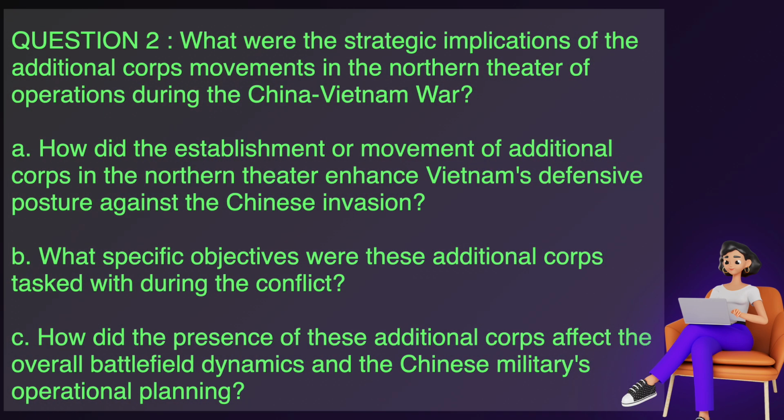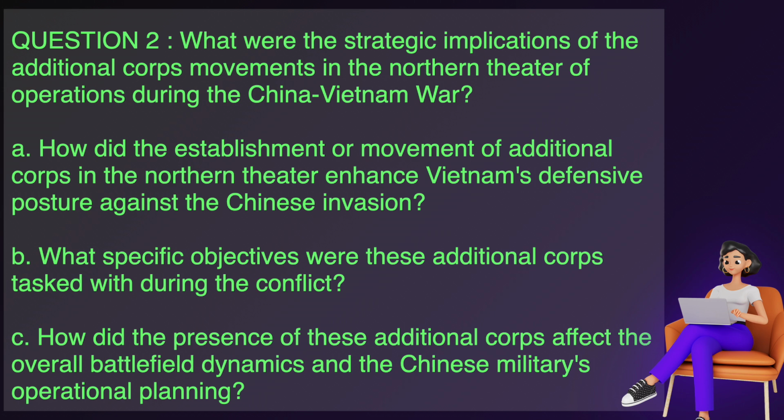Next question. Question number 2 states: what were the strategic implications of the additional corps movement in the northern theater of operations during the China-Vietnam War? Under this, the subparts are: Part A, how did the establishment or movement of additional corps in the northern theater enhance Vietnam's defensive posture against the Chinese invasion?